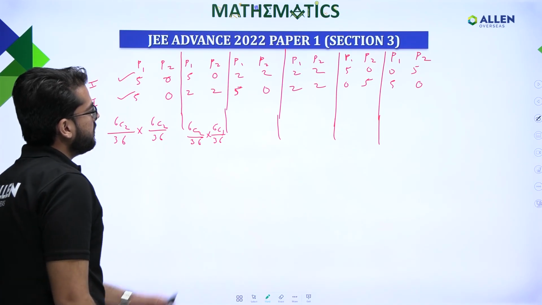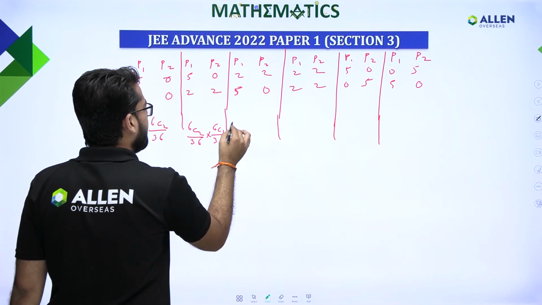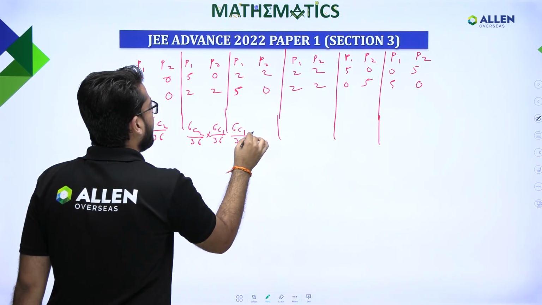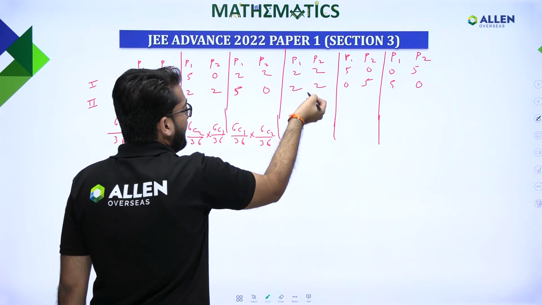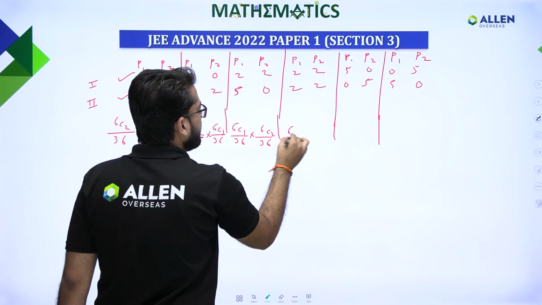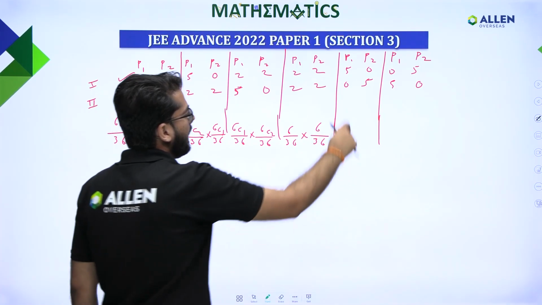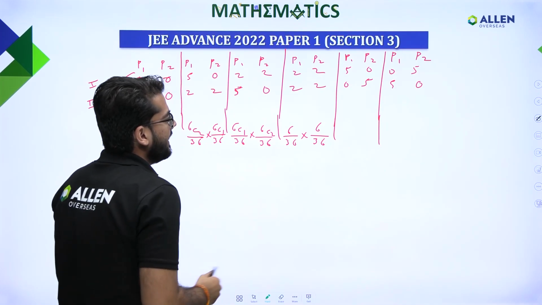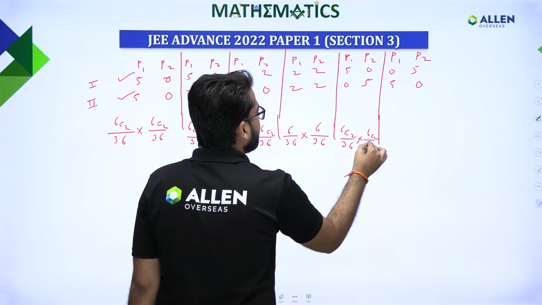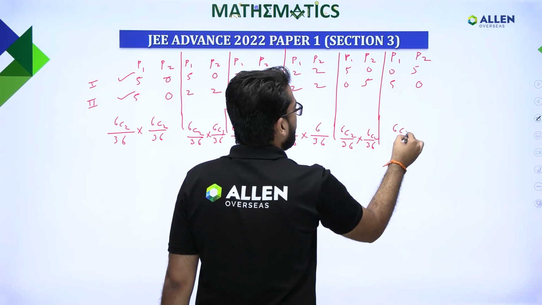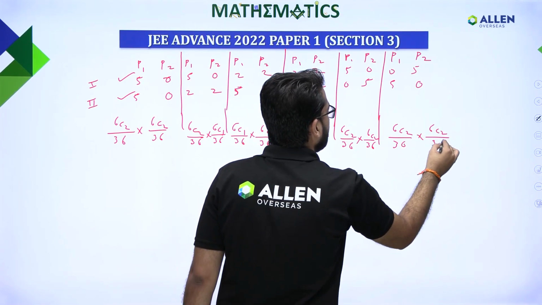And the same thing we can do for this one. 2, 2 and 5, 0. And for 2, 2, 5, 0 we have what? Again we have the same thing, that is 6C1 by 36 and 6C2 by 36. Very easy once we understand this one. And here we have only 6 for 2. 6 by 36, similarly 6C1 or 6 by 36, whatever you can say. And 5, 0, 0, 5 we can write here as again the same, that is 6C2 by 36 into 6C2 by 36. And the same thing we can do here, or you can say it is a repeat telecast, 6C2 by 36, right?